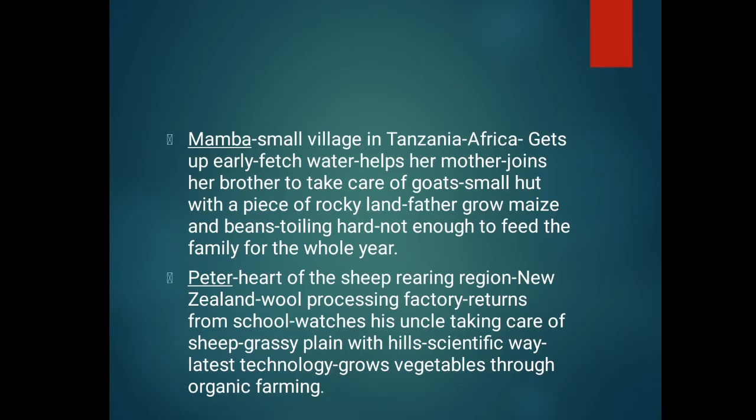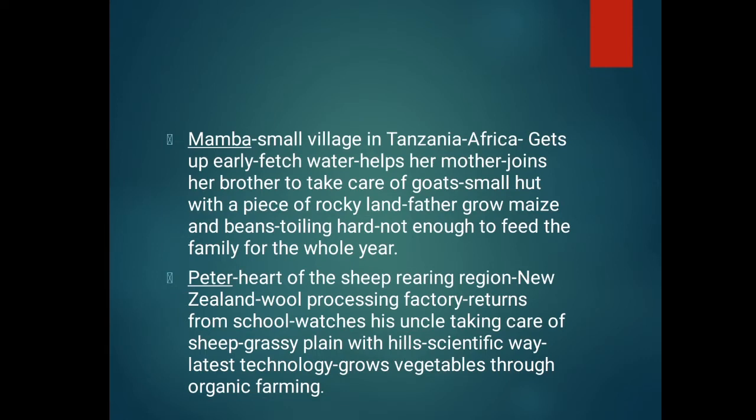They are living in a small hut with a piece of rocky land. Mampa's father grew maize and beans in that place. Since that place is very rocky, Mampa's father has to toil hard to cultivate. The yield they get from that place is not enough for the whole family.